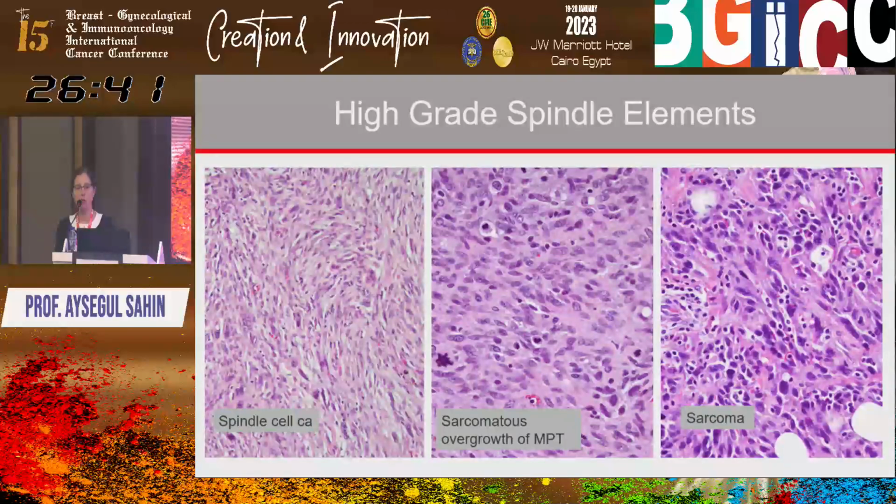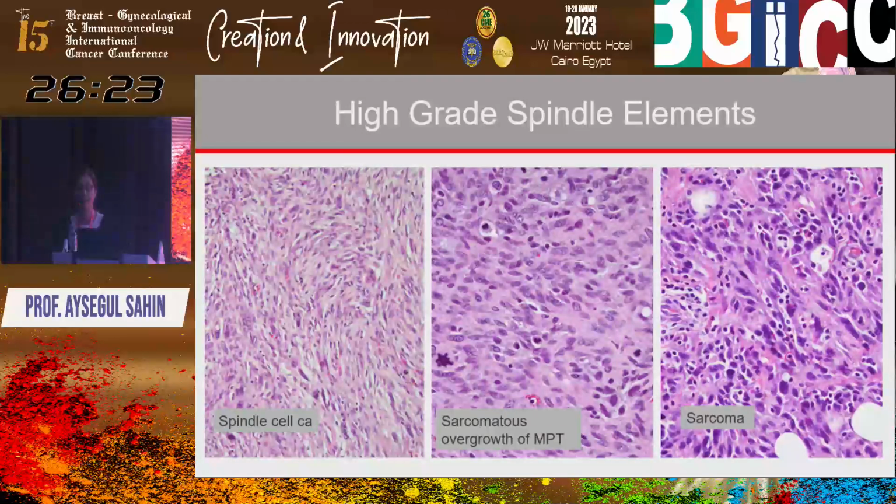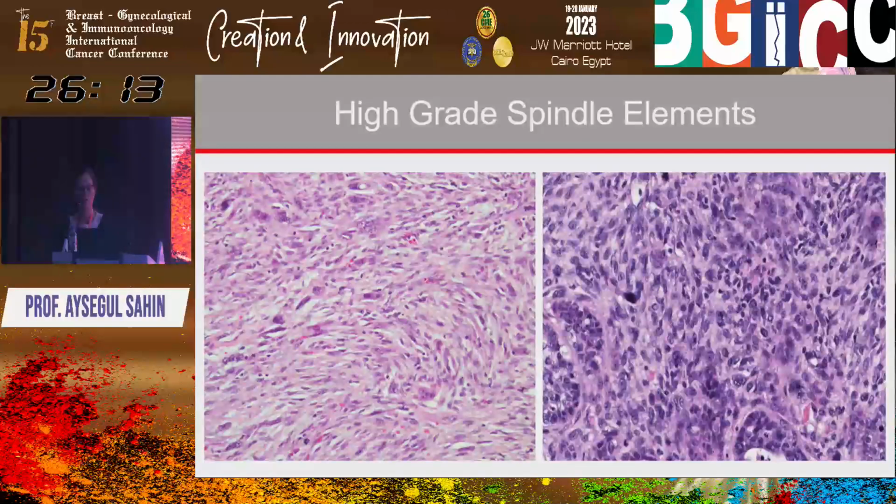And there is no way on a core biopsy you're going to say, this is this, this is that. It is very difficult because the morphology and immunohistochemical profile are going to overlap. Many of the high-grade spindle cell carcinomas, their keratin expression can be low, and some of the sarcomas can also have low expression of keratin. So markers will also overlap.